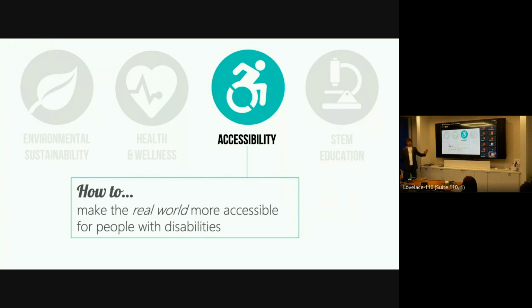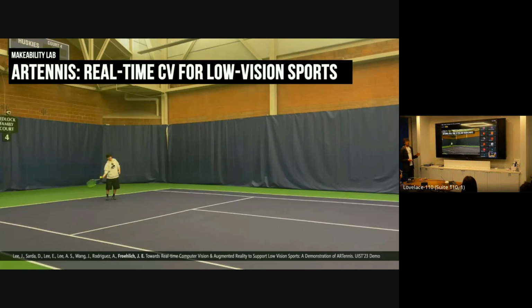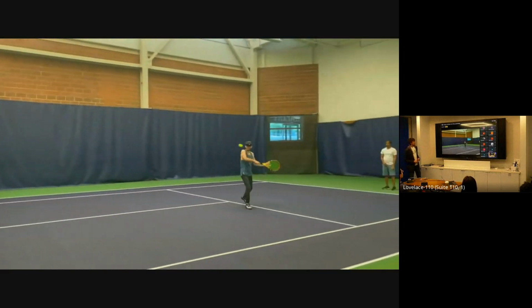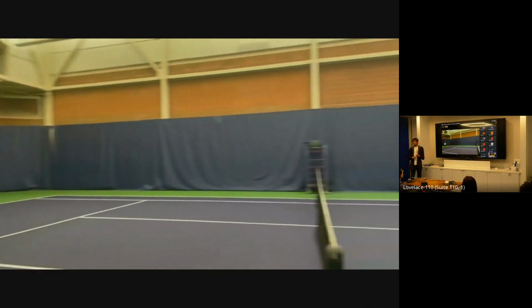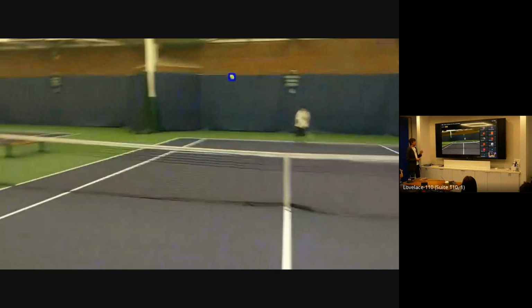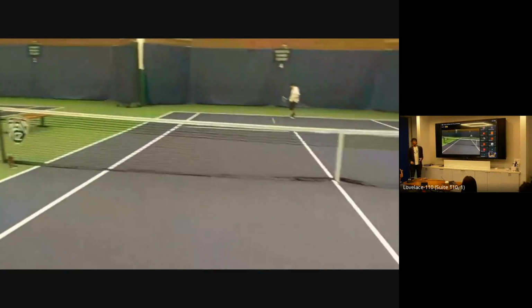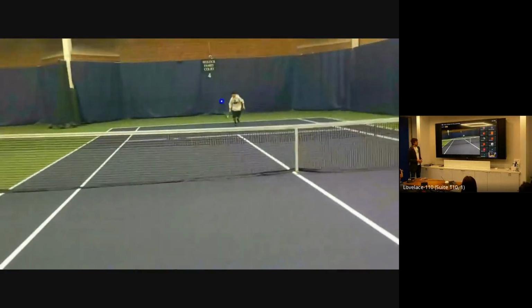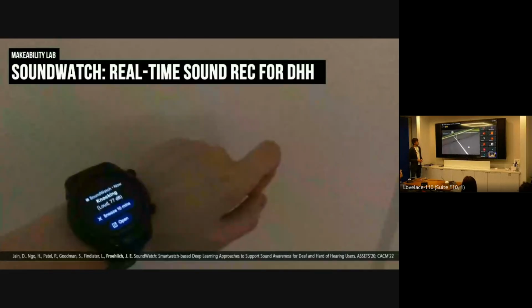I'm going to talk about 3 briefly, and then we're going to dive into our work on sidewalks. So this one is a new large-scale research agenda looking at how we can use real-time computer vision and augmented reality to broaden sports participation. You're seeing behind me 2 people playing tennis, one person for the first time, who has low vision, and he's wearing a head-mounted display, and he's getting real-time information about where the ball is, right? So we can really try to augment people's existing senses to try to broaden sports participation.